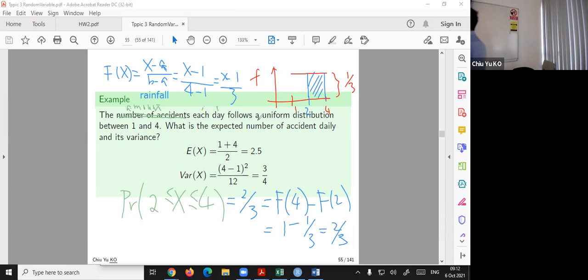Okay, you can do this calculation or you can do the graph directly. Because this is the formula. So regardless of the way, you can do the same thing. Okay, this is the uniform. Is there any question?